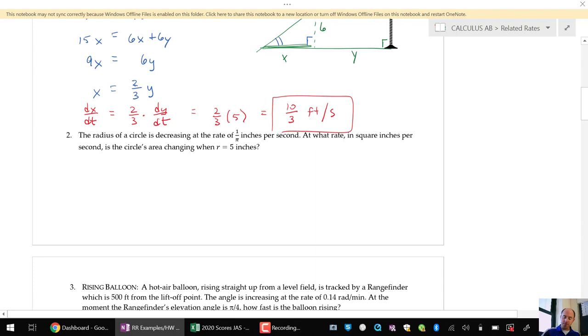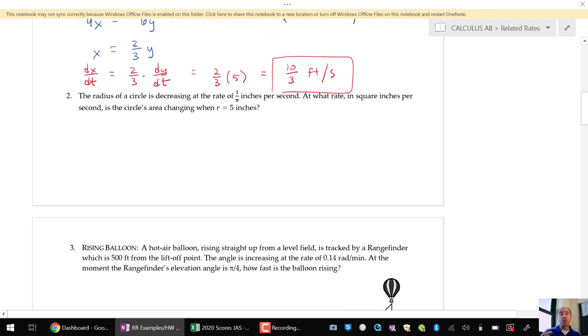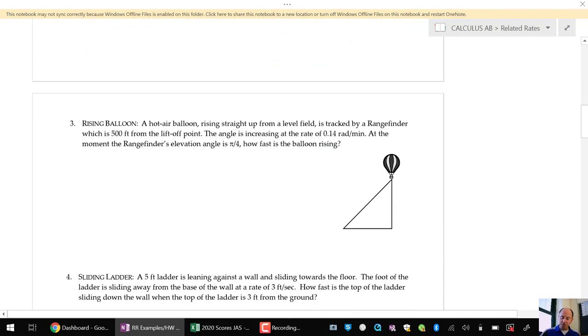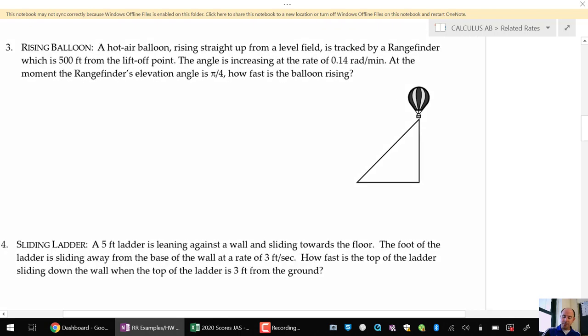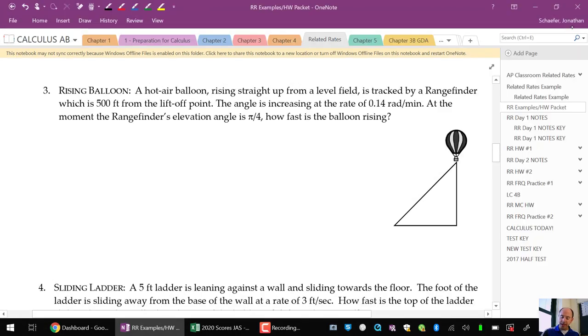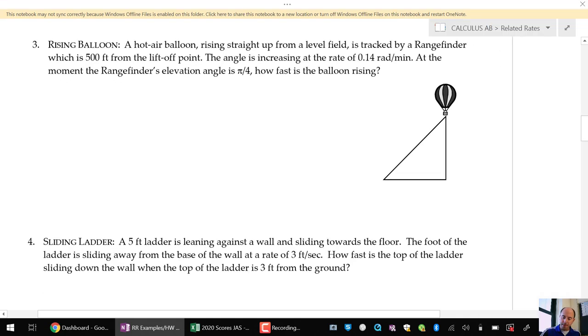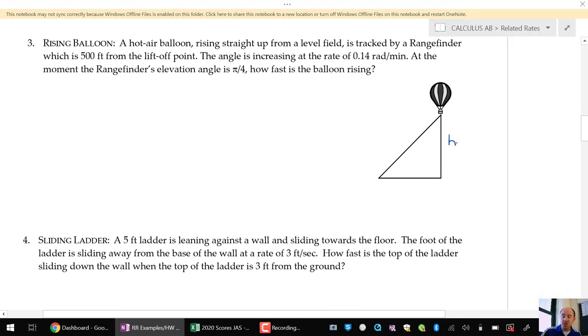Number 2. Actually, I'm going to skip number 2 since we did a radius and circle problem already. Let's look at number 3. This one says rising balloon. A hot air balloon is rising straight up from a level field. Okay, so I can call this distance maybe h, the height of the balloon. And what else do we know? It says there's a rangefinder 500 feet away from the liftoff point. So I've got a fixed rangefinder down here, and that's 500 feet away from the point where it took off.